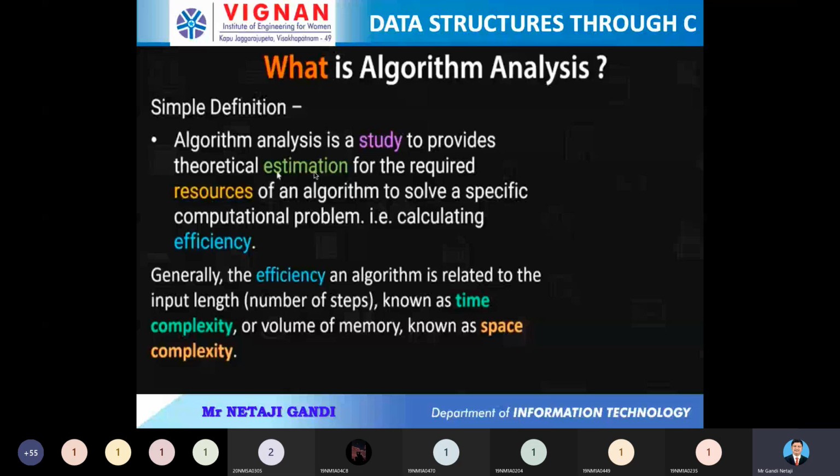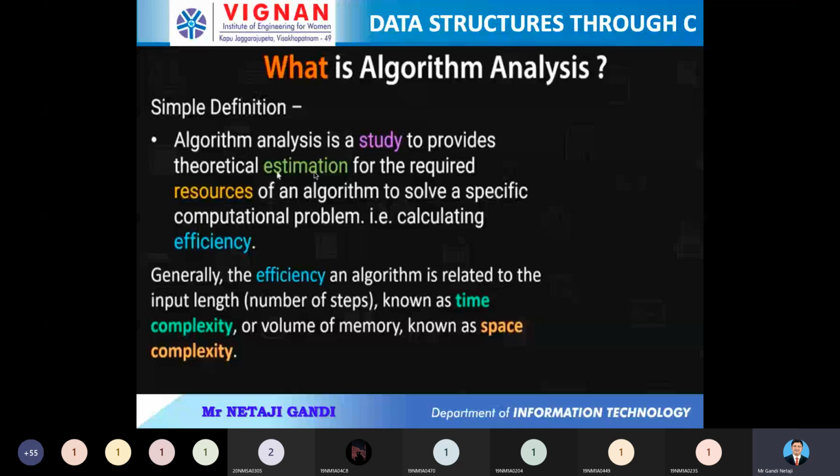Addition of two numbers example. Operators are resources and variables are resources. Assignment statements are resources. Arithmetic statements are resources. Printf is a function. Scanf is a function. Like that, these are the required resources for the algorithm to solve the specific computational problem.